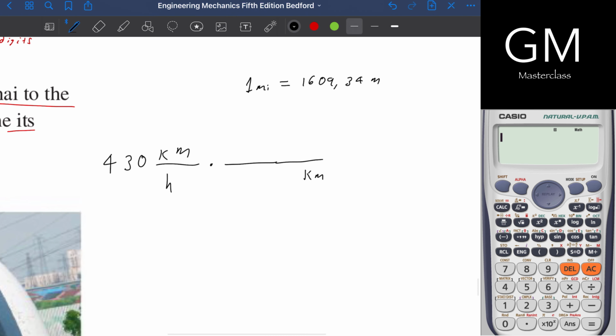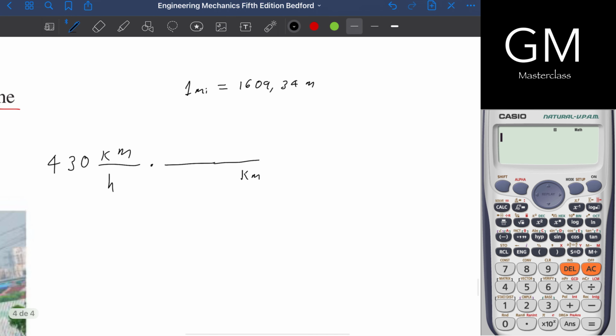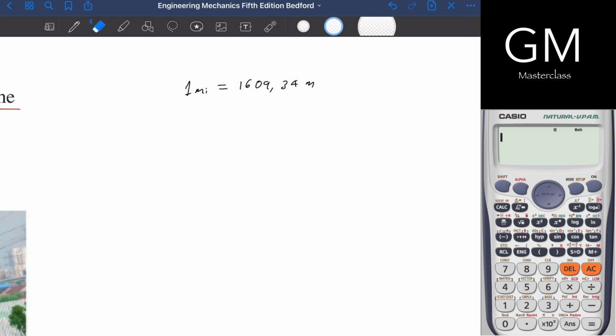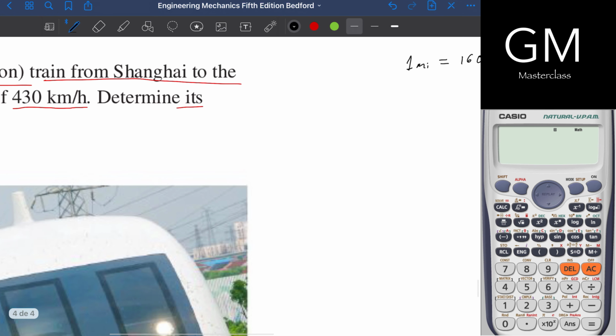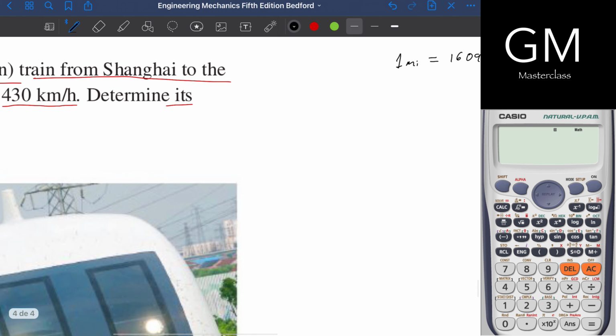So I'm not going to use prefixes here, so I'm going to start over, because it's easier for me if I don't have any prefixes. 430 kilometers, which is times 10 to the third power meters per hour.